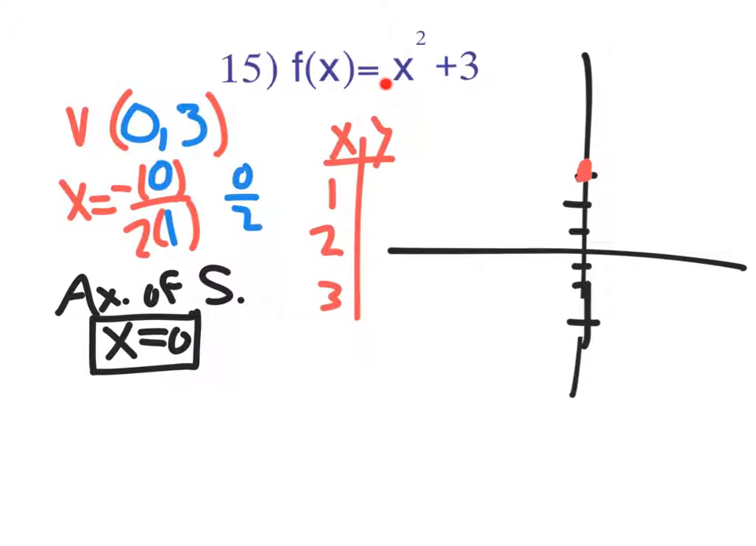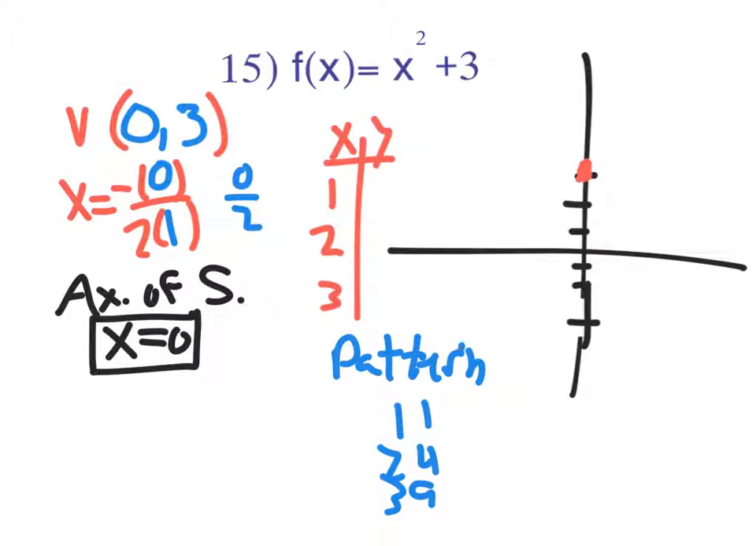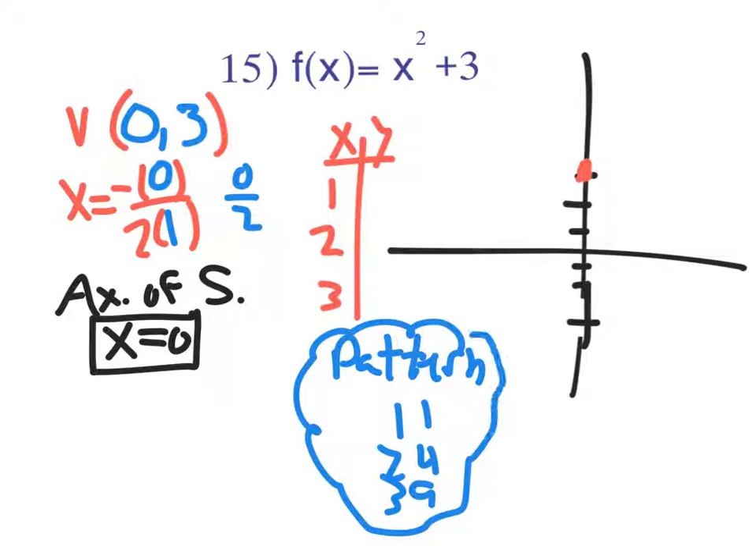My a value is what? It's 1. Now, the option, if your a value is 1 or negative 1, you could use the pattern. And now these aren't coordinates. This is a pattern: 1, 1, 2, 4, 3, 9. Okay, so this is just like a shortcut.